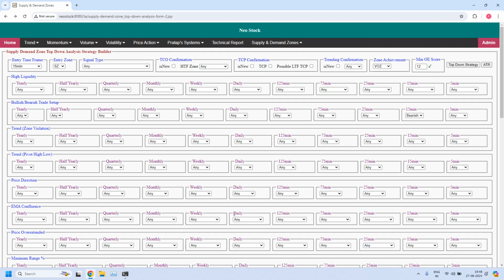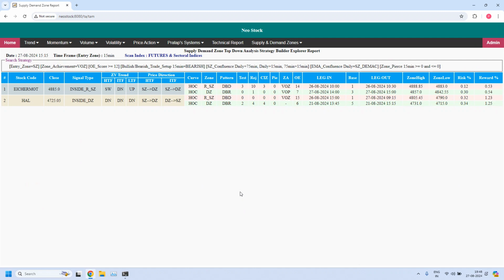In the EMA confluence in daily time frame, I am checking supply zone with the daily EMA confluence, daily supply zone with daily EMA confluence. Excellent. Both these stocks are also having daily EMA confluence, and both these stocks are having 15 minutes, 75 minutes, and daily confluence also there. And moreover, both these zones are high liquidity zones, and RR is also good. Second one is having 1:4 RR.